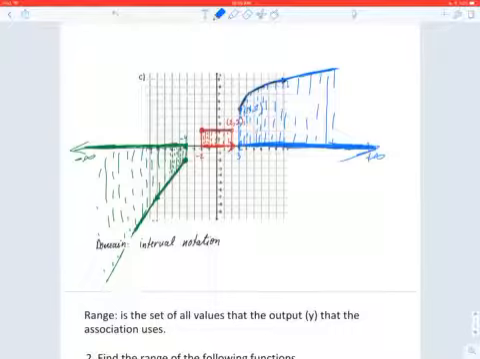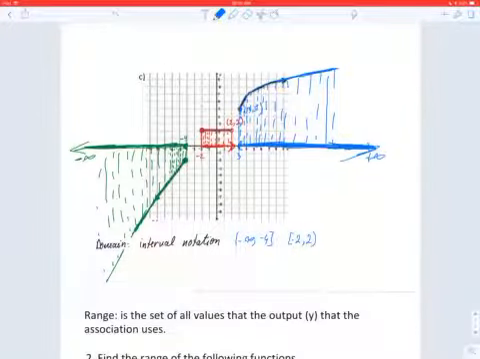So the domain, and in this case I will only list the interval notation. The interval here, the green area, starts at negative infinity and finishes at -4, closed. Then we have the red area between -2, closed, and 2, open. And then the blue area starts at 3, closed, and goes up to infinity, open.